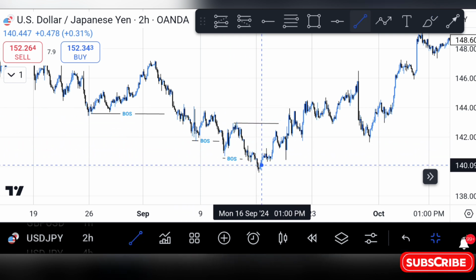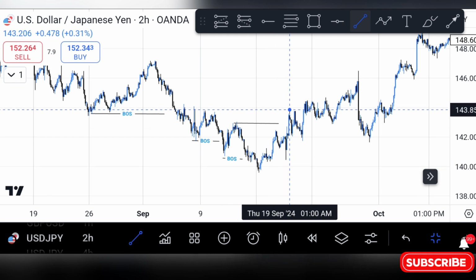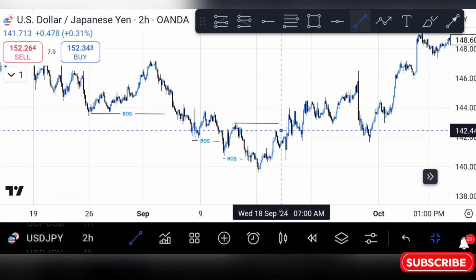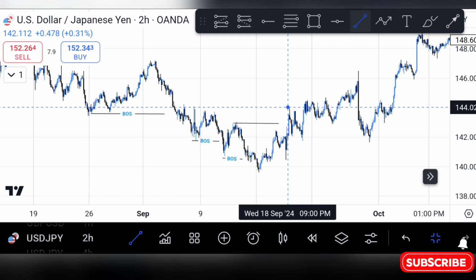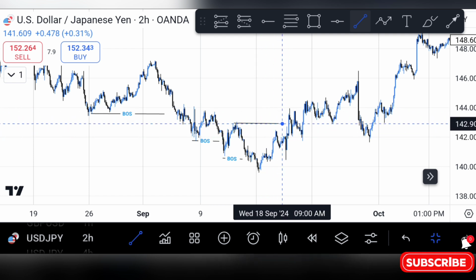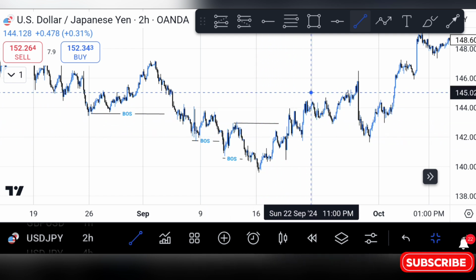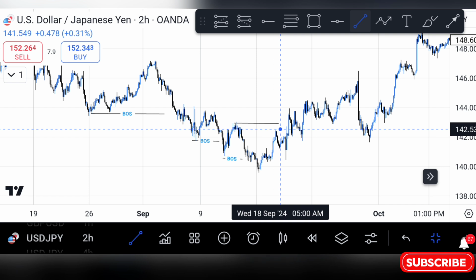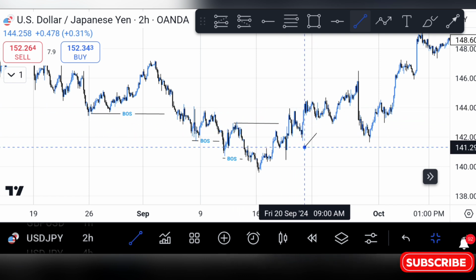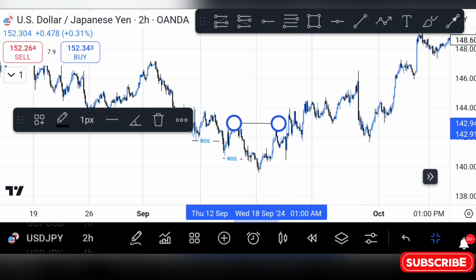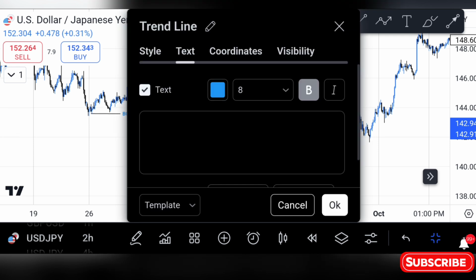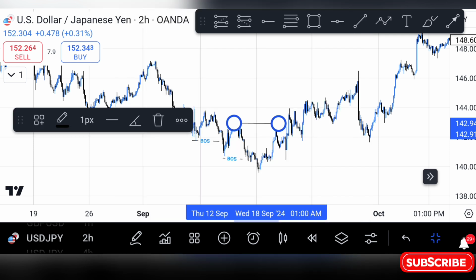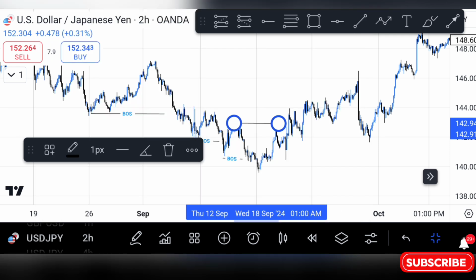You can see price pushed from here to the upside and broke this high here. So you say change of character has happened. And if change of character happened, then we continue the break of structure to the upside. So change of character happened here. Let me name the change of character here.